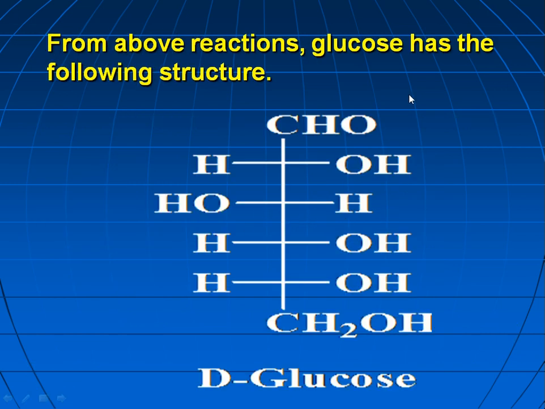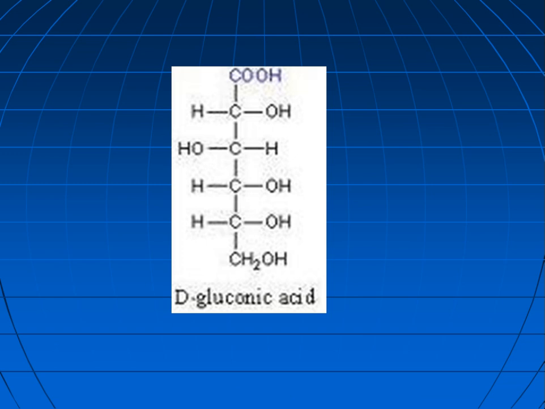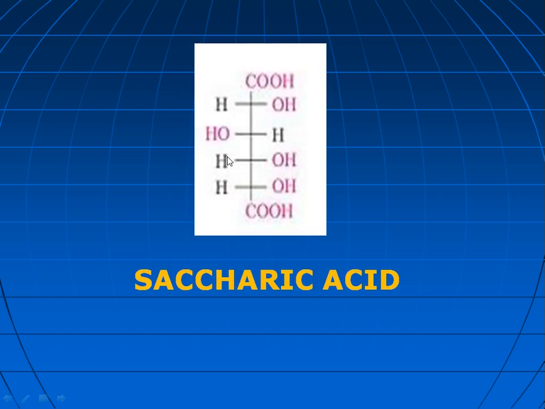From the above reactions, we can say that glucose has the following linear, open chain structure, in which 1 aldehyde group and 5 alcoholic groups are present. If we compare the D-glucose structure with D-gluconic acid, again the same thing. This is the structure of D-gluconic acid. This is the structure of saccharic acid.